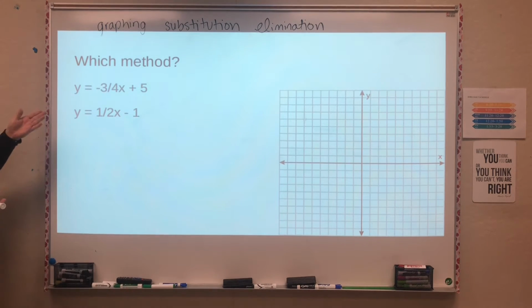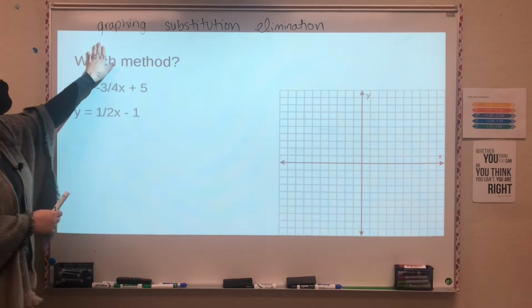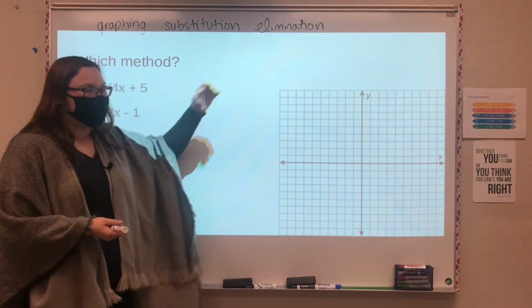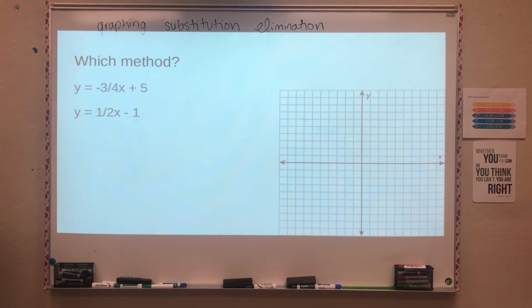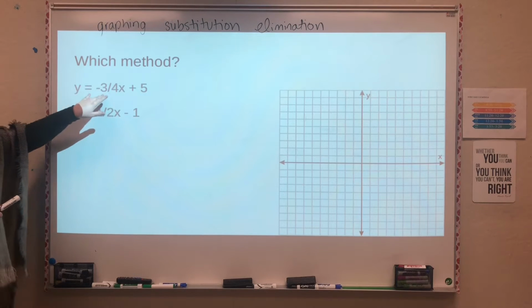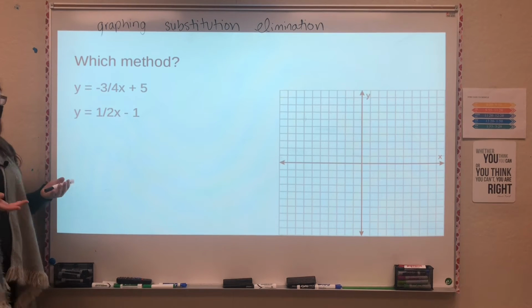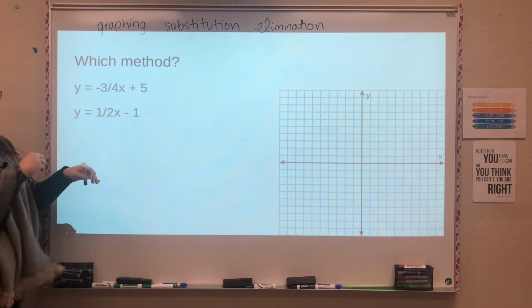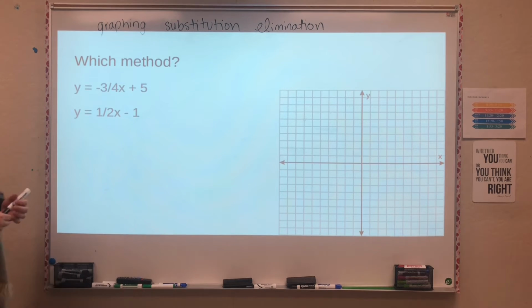So we've got this system here. You've already told me we can use any method we want. Looking at this system, which method do you think would be the easiest one to use? Probably graphing. Tell me why you're thinking graphing. Because they're both already in slope-intercept form. Yep. We've got y equals mx plus b. That is very nice when you're graphing. You don't have to solve anything first. They're just ready for you to graph.